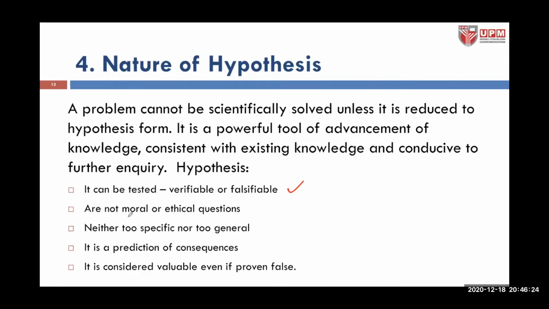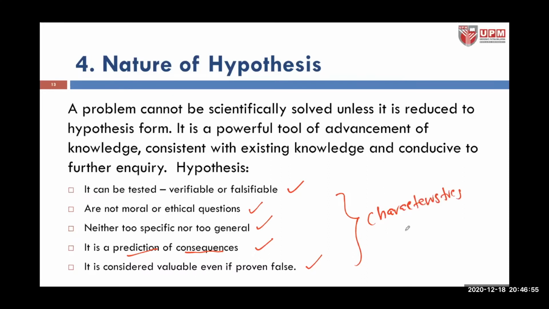It is also not a moral or ethical question, right? Of course, it's not a moral or ethical question, and it is neither too specific nor too general. And it is a prediction of consequences, and it is considered valuable even if proven false. So these are what we call the characteristics.